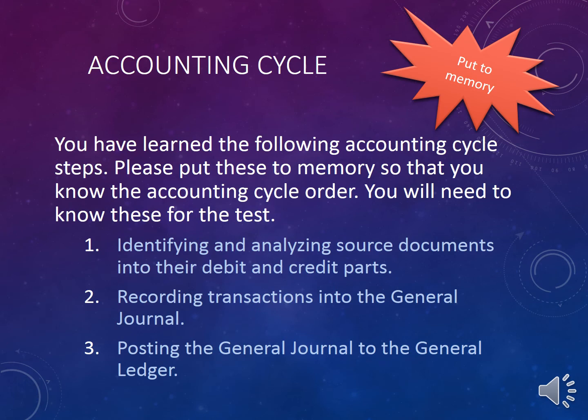The accounting cycle. In Chapter 2, you learned how to identify and analyze source documents. In Chapter 3, you learned the second step of the accounting cycle, which was recording transactions into the general journal. Step 3, you now will be learning how to post the general journal transactions into the general ledger. Please make sure you put these to memory, since you will need to know these 3 steps for the test.